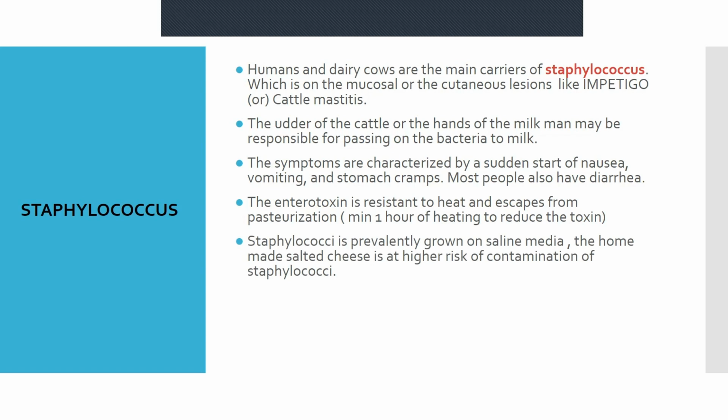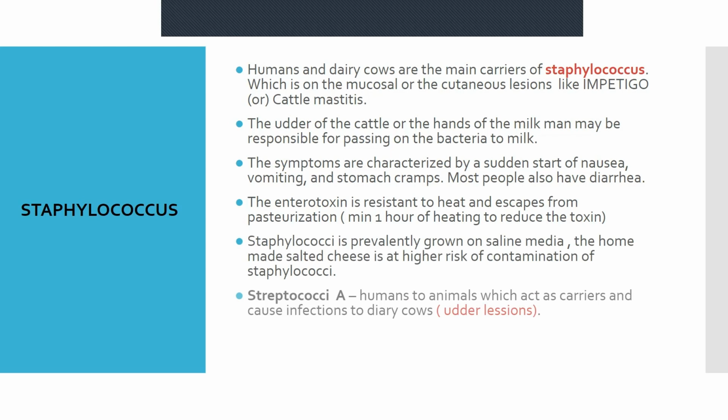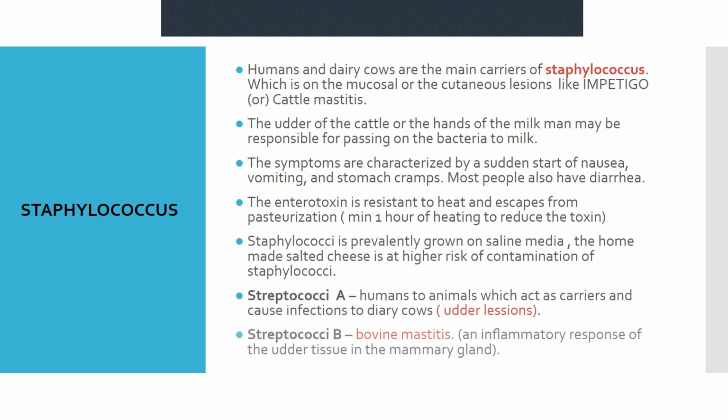So homemade cheese, like salted cheese, is at high risk of contamination by staphylococcal infection. You can differentiate staphylococcal infection into two types: one is staphylococcal infection A and the other is staphylococcal infection B. In staphylococcal A infection, human to animal transmission is happening here.